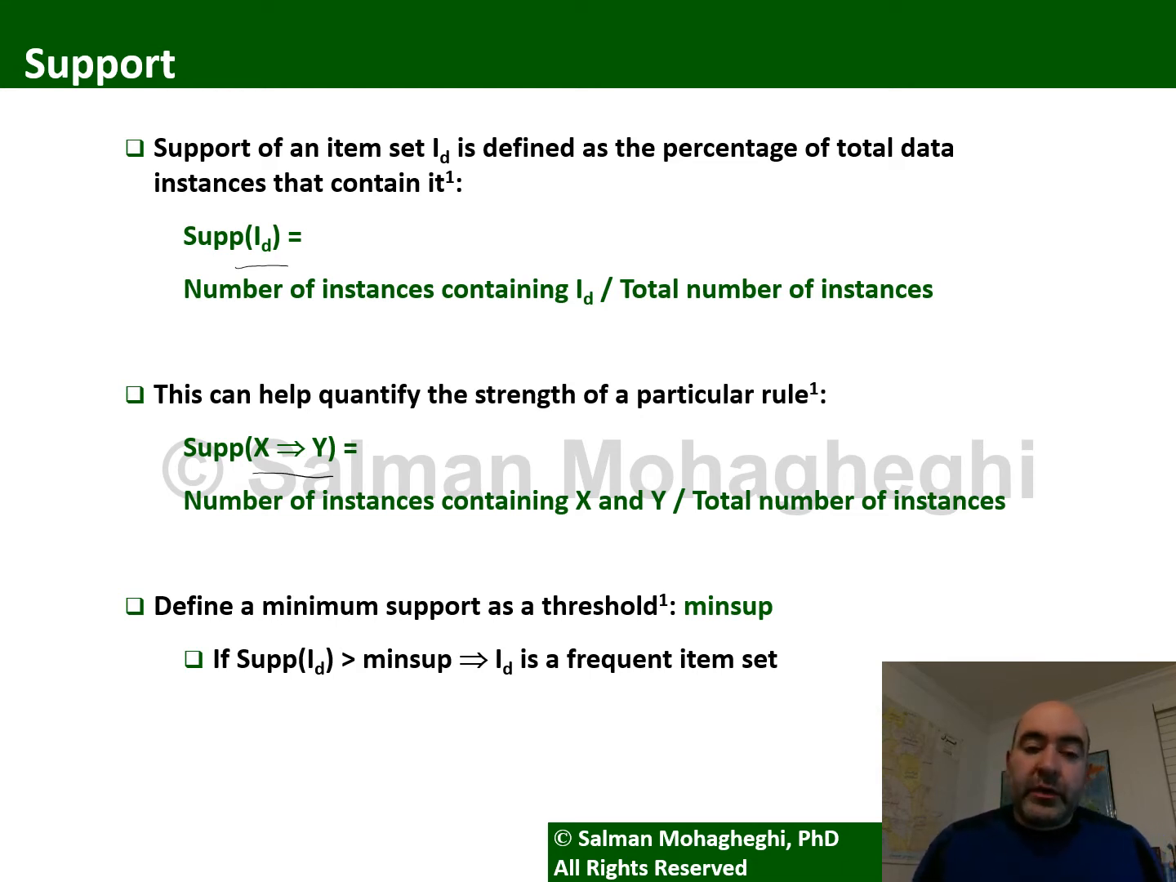Typically what we do is we define a minimum support as a threshold. We call this min sup. So if a particular item set has a support which is greater than min sup, we then call that particular item set a frequent item set.